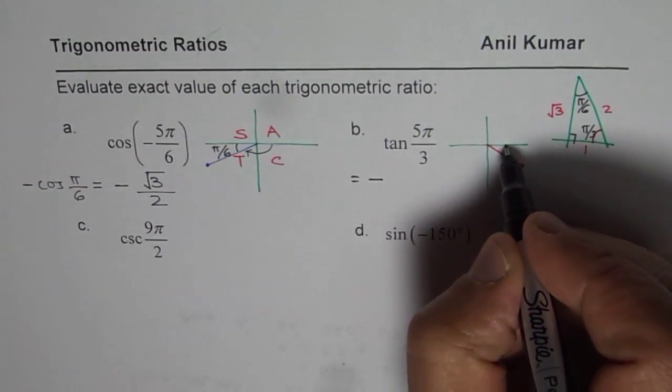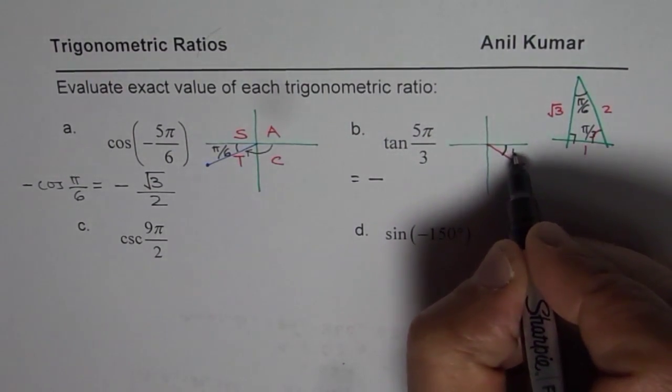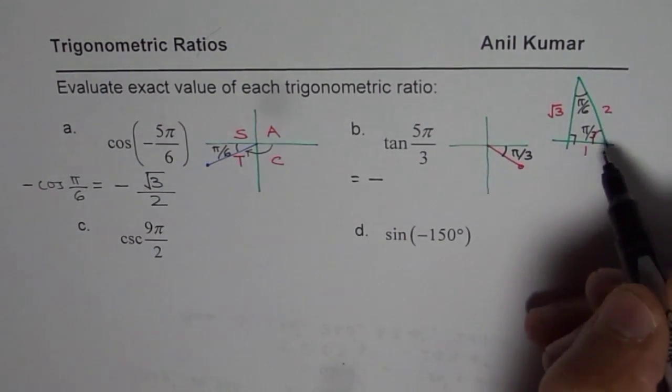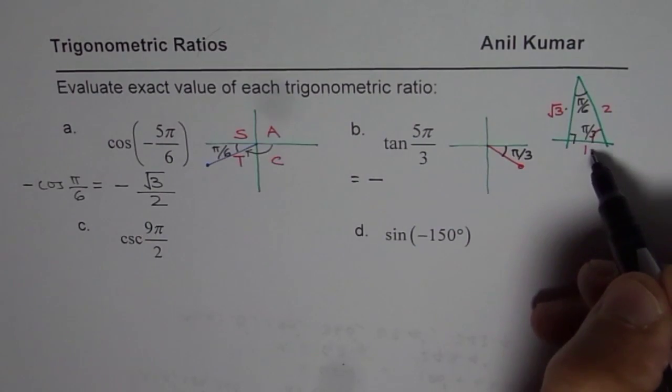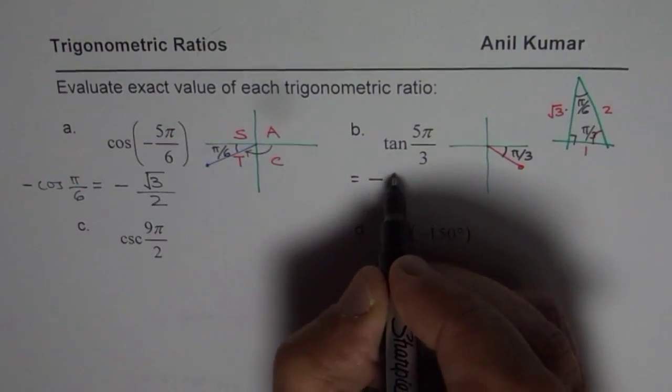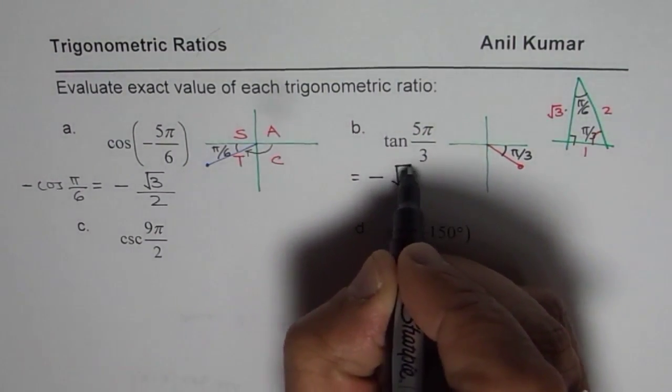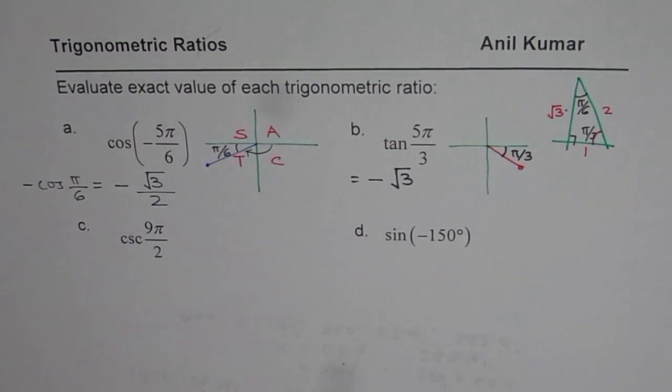Now, what is the acute angle? Acute angle in this case is pi by 3. Now, if you see from pi by 3 side, tan is opposite over adjacent. So it is square root 3. So it is negative square root 3. You get the idea, right? So that is the answer.